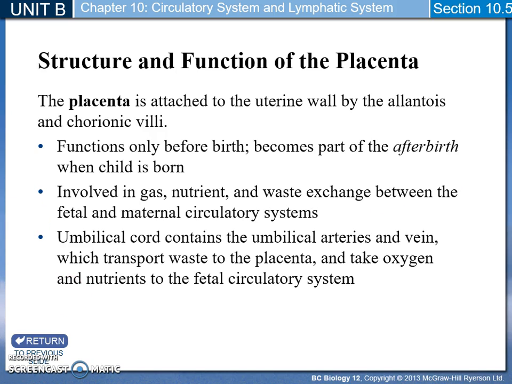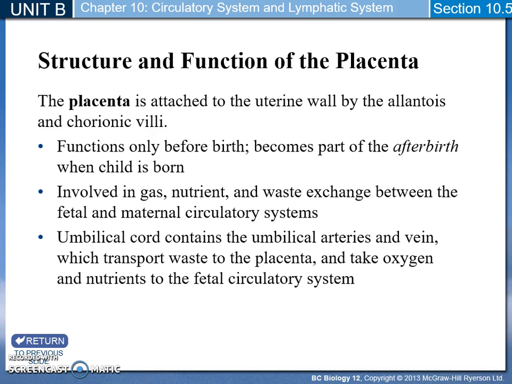Then if we just look a little more closely at the placenta, the placenta is attached to the wall of the uterus by the allantois. The allantois is a membrane type of structure that's produced by the developing fetus, and then also with the chorionic villi. And so it's important to note that this functions only before birth, and it becomes part of the afterbirth when the child is born. And so, as we mentioned, it's involved in gas, nutrient, and waste exchange between the circulation of the fetus and the mother.